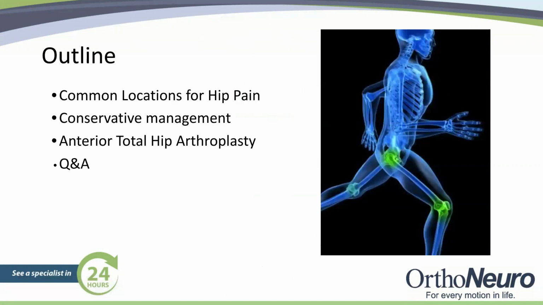What we're going to do here today is talk about some common locations for hip pain, as not all hip pain is created equal. We'll talk certainly about some conservative management options for different conditions that can occur around the hip, and eventually talk a little bit more directed about hip arthritis and surgical options in anterior approach total hip arthroplasty. As Heather mentioned, please feel free to type in some questions, and we'll have some time at the end to be able to go over those.